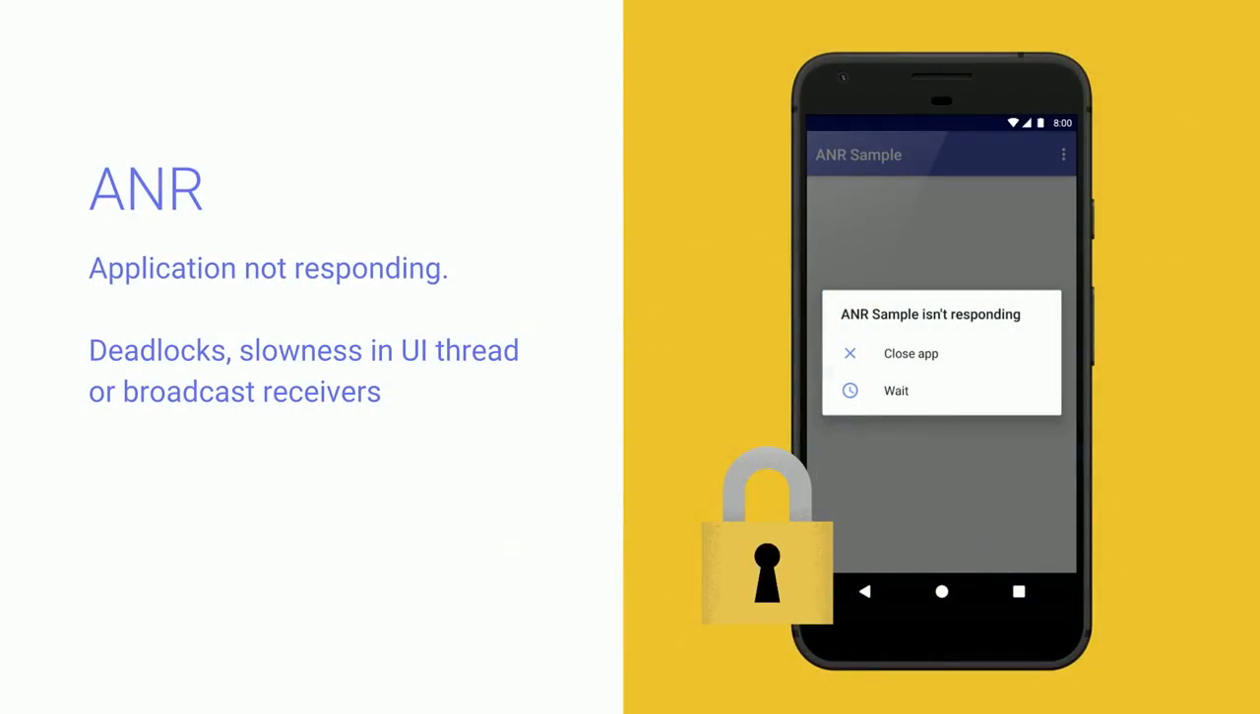Now, I'm sure all of you are aware of the crashes and crash-free user rate and all that side of things. ANRs are a critical thing to focus on Android as well. An ANR is application not responding. This is when your application is frozen for more than 5 seconds.